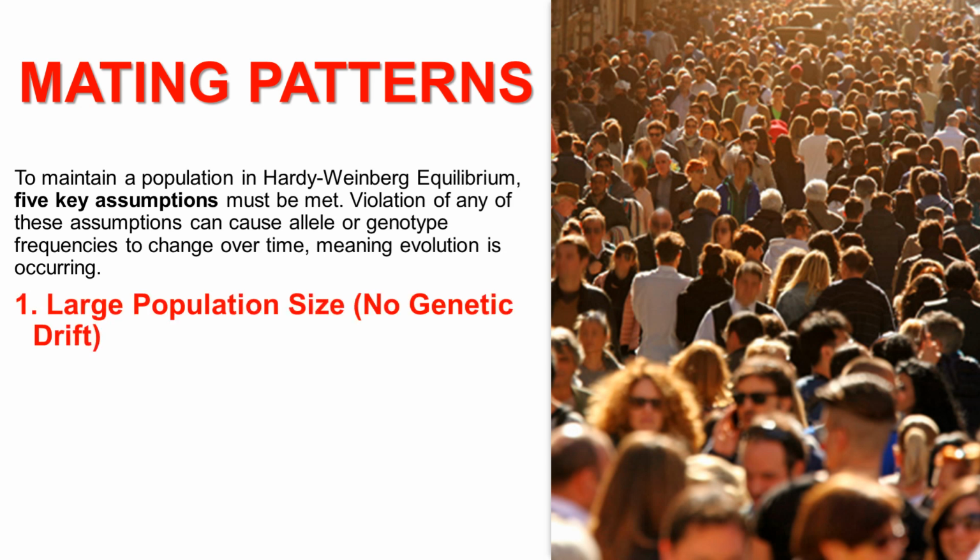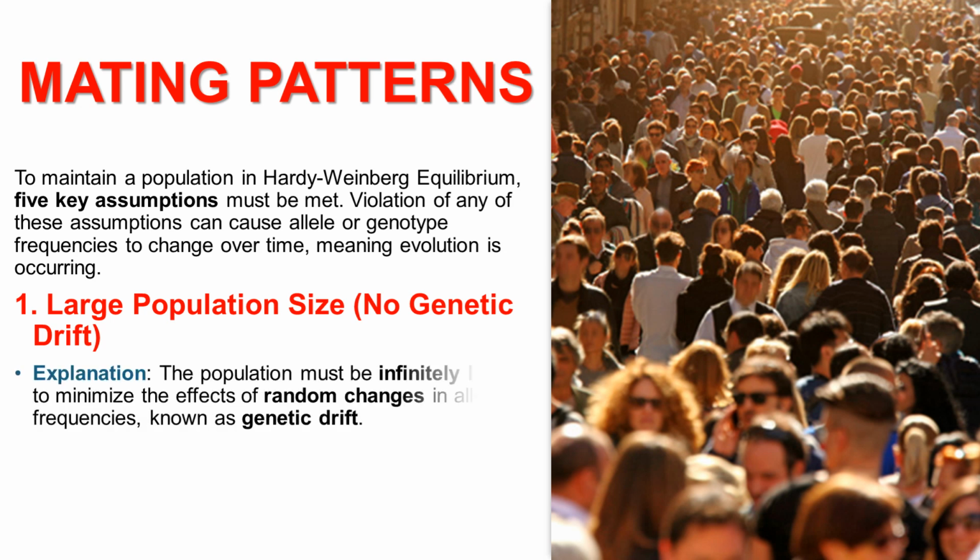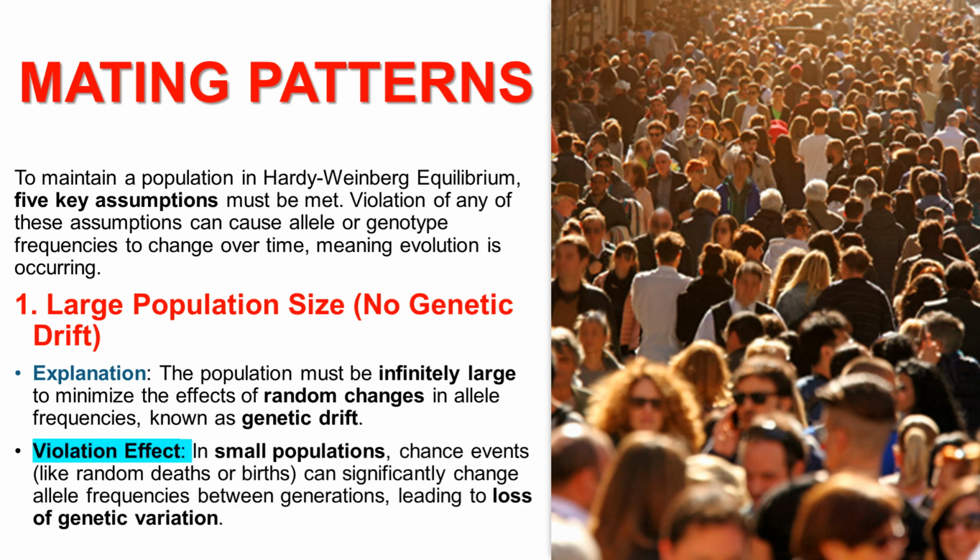1. Large population size, no genetic drift. Explanation: the population must be infinitely large to minimize the effects of random changes in allele frequencies, known as genetic drift. Violation effect: in small populations, chance events, like random deaths or births, can significantly change allele frequencies between generations, leading to loss of genetic variation.